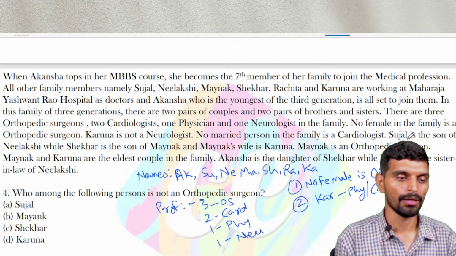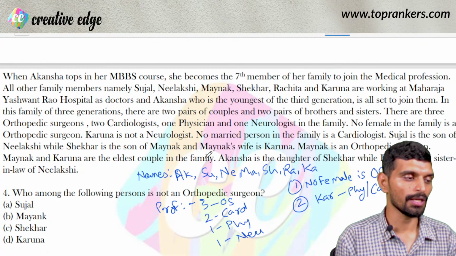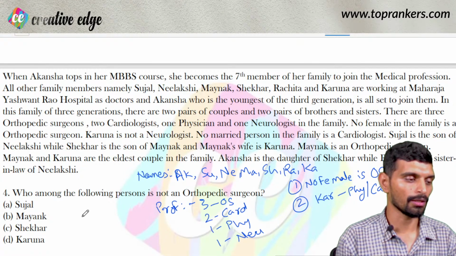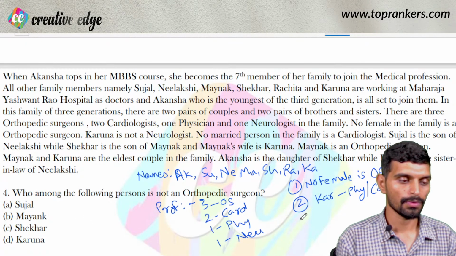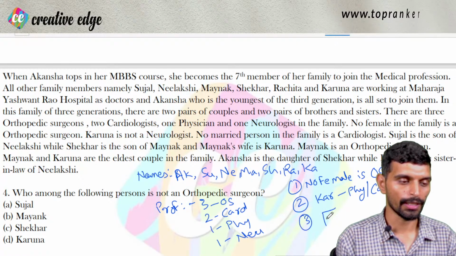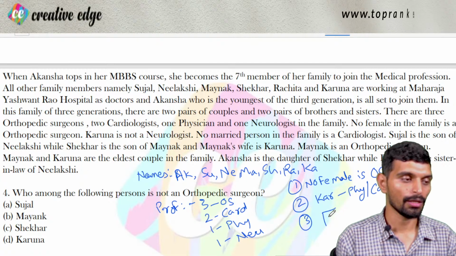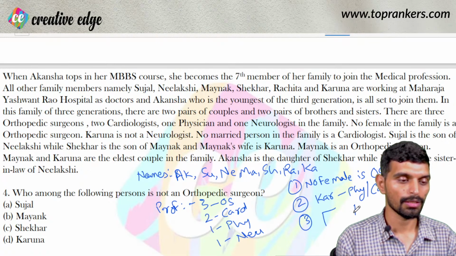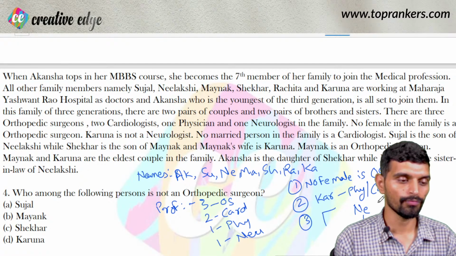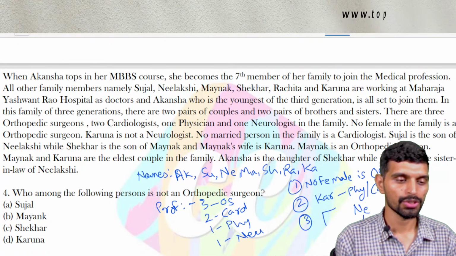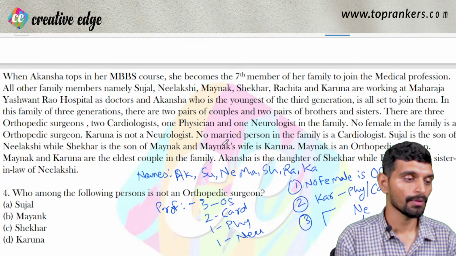Unmarried people. Sujal is son of Nilakshi while Shekhar is son of Mayank. So this is important information. Sujal is son of Nilakshi, and Shekhar is son of Mayank, right?